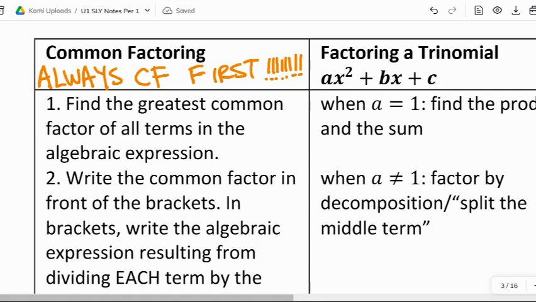Folks, what do you do first? Sometimes? Always. So you always check if there's common factoring. Reason being, if there's a common factor, you make the coefficients, the numbers, smaller, and you're able to see, oh, there's different methods of factoring in here. So we always common factor first. Otherwise, you'll be like, oh, this is not factorable. Well, it is. You just forgot to common factor.